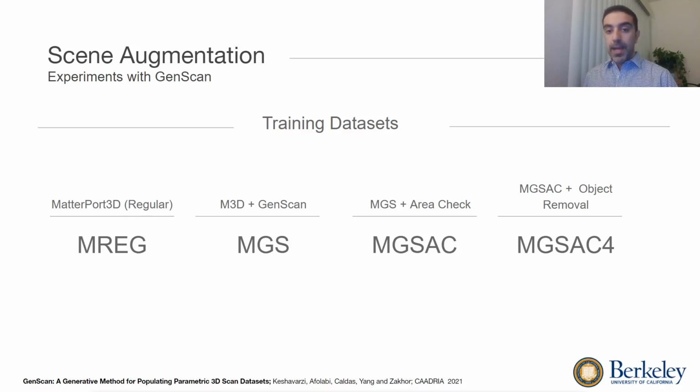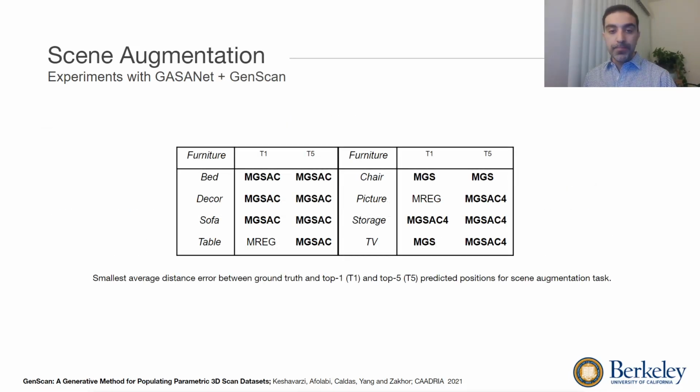First, a regular Matterport 3D dataset. Second, the augmented Matterport 3D dataset using GenScan. We'll call it here MGS. Third, MGS, which has gone through area checks to make sure there are no rooms with more than 90% open space or significant object collisions. And fourth, MGS with area checks and 4 random object removals taken out one by one.